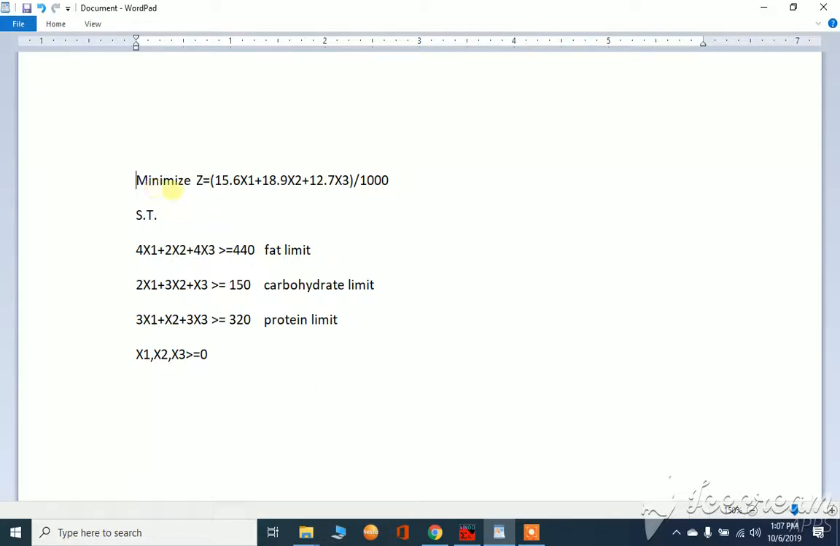We have a minimization. Our objective function shows the total cost of the foodstuff, and we have three different constraints regarding the fat, carbohydrate and protein, and the last one here is the sign restriction. So how can we enter this information into the Lingo software?